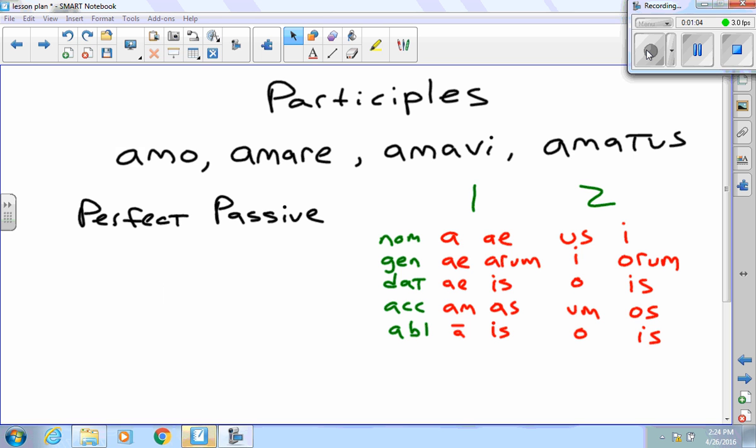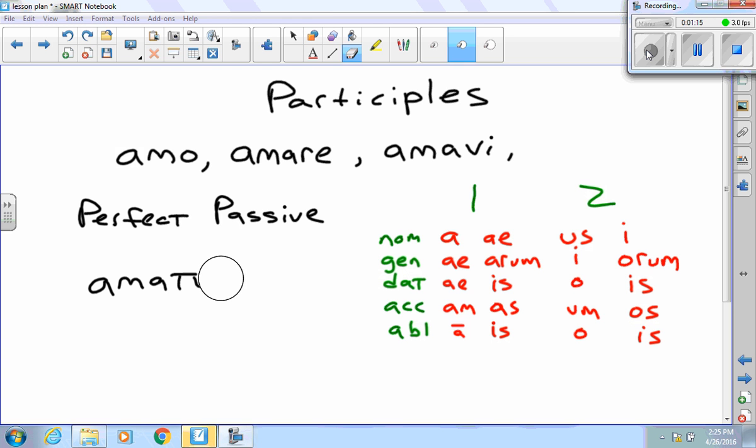When I'm looking for a perfect passive participle, I'm going to start with my perfect passive stem, which is amatus. Then I'm going to use my first and second declension endings to change it. Right now it's nominative and singular. If I want to change that nominative singular masculine to a nominative singular feminine, I just add the A. If I wanted to change it to a nominative masculine plural, I would add this I. So I can change the gender and the case by giving it those endings.